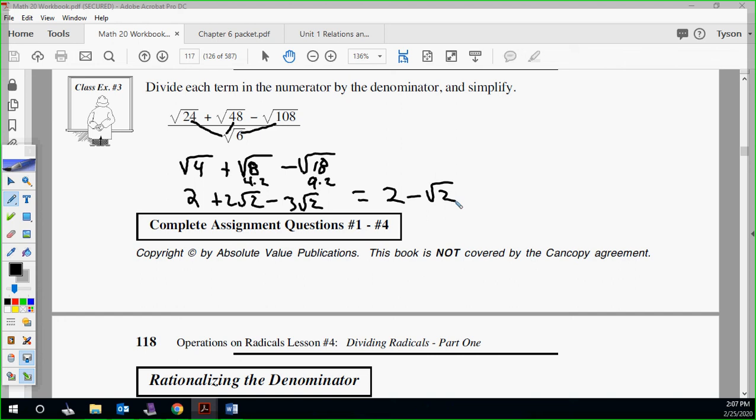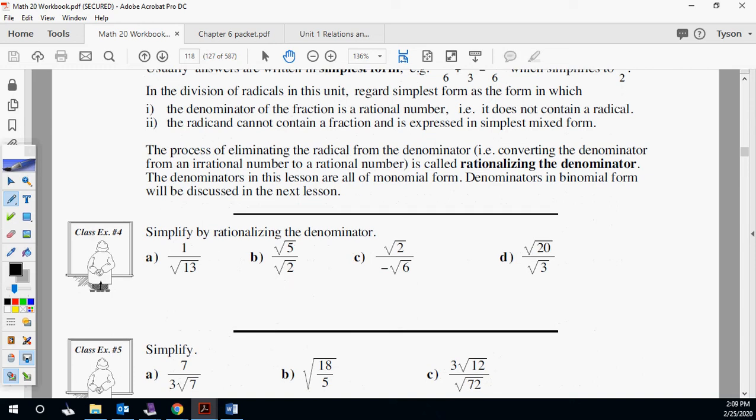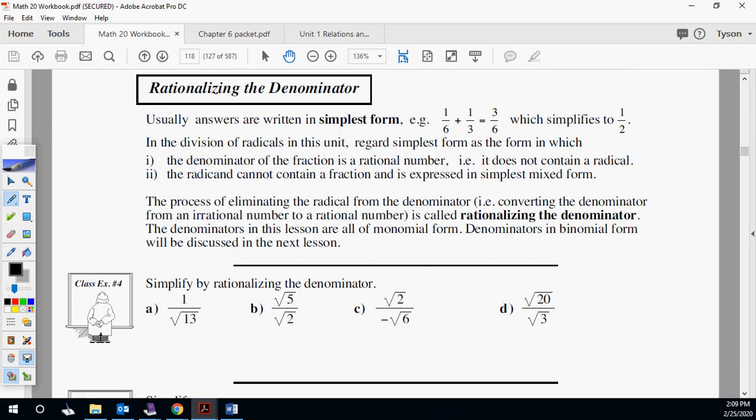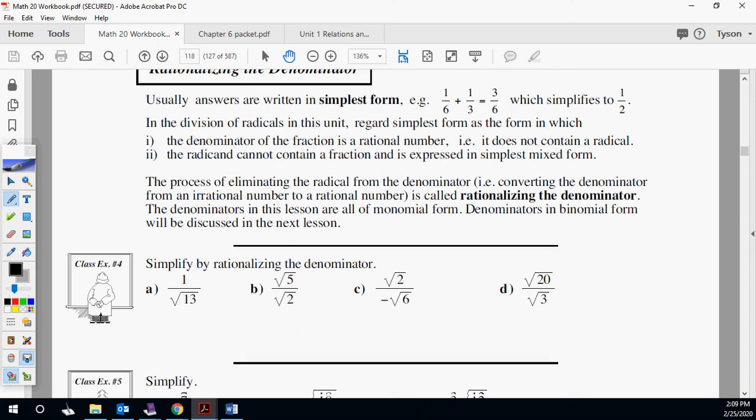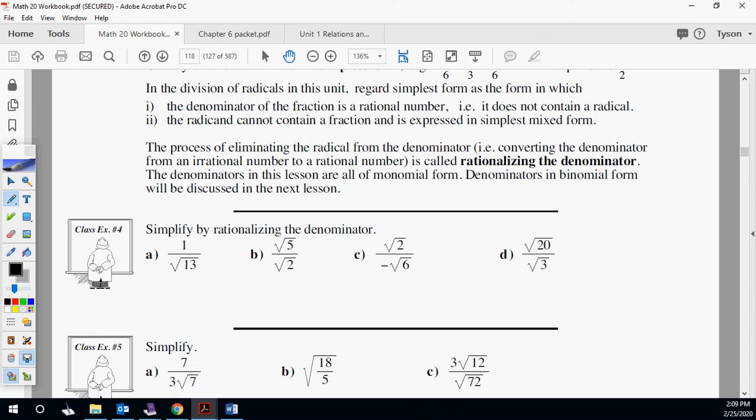So that's division. So division is very similar to multiplication. Okay, same properties. All right, now we're going to get to the rationalizing piece. And then tomorrow we'll hit the hard conjugate piece. All right, so rationalize the denominator. So usually answers are written in the simplest form. 1/6 plus 1/3 is 3/6, which simplifies to 1/2. With division of radicals, we want simplest form to not have radicals on the bottom. So the process of eliminating the radical denominator is called rationalizing the denominator.